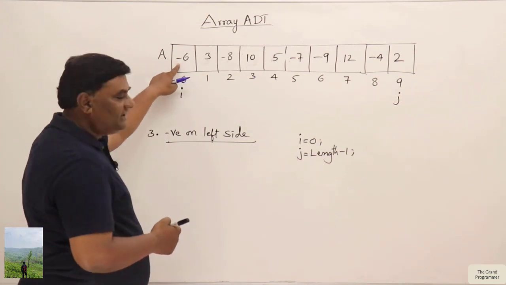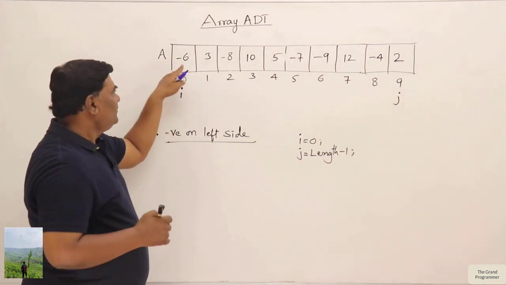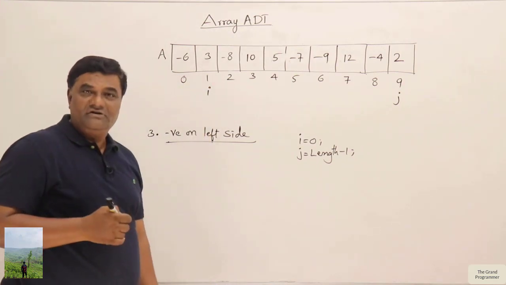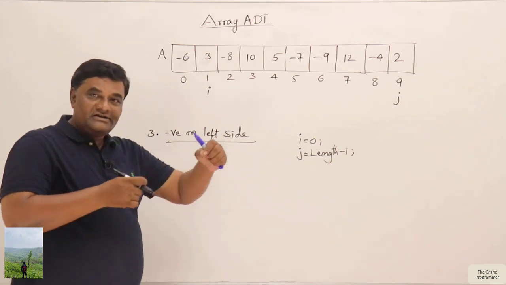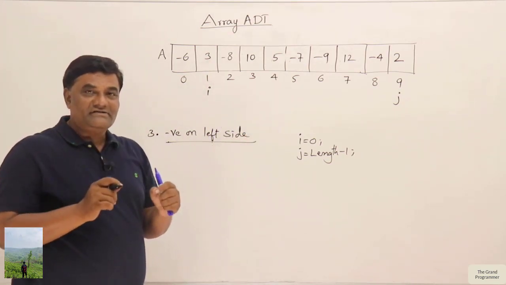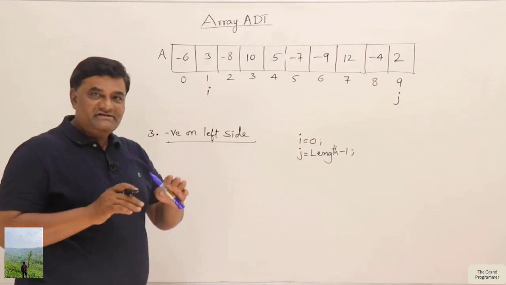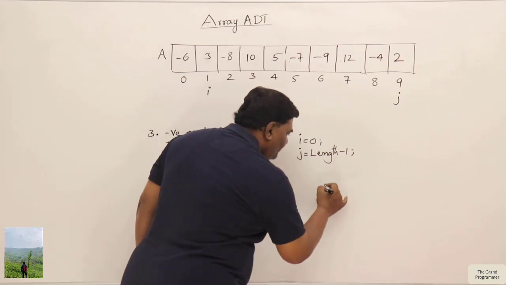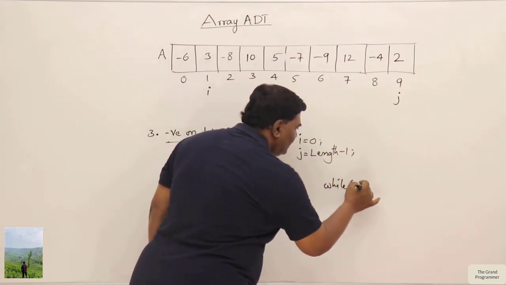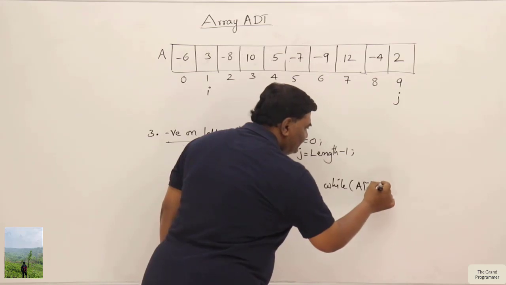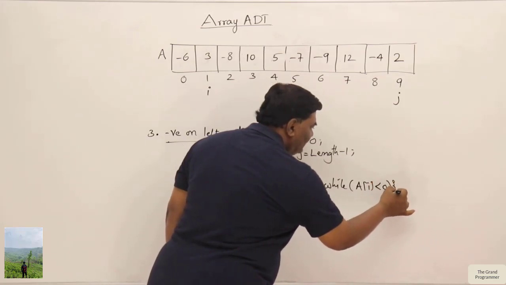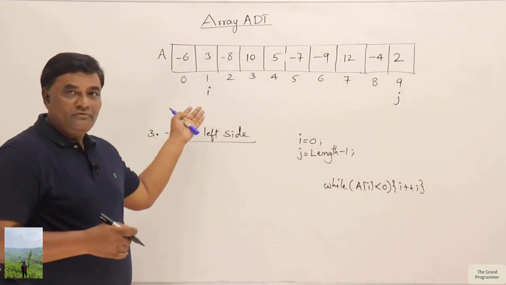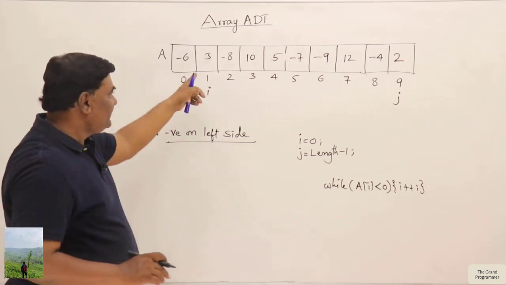Then what we have to do? Check, is it positive? If it is positive, then we have to send it there. No, this is negative, so move next. Is it positive? Yes, we got the number. So i should continue incrementing until it reaches a positive number. If it is negative, it should just move ahead. So I can write: while a[i] is less than 0, i++. When the number is negative, let i move ahead. If it is positive, it stops. So yes, we got a positive.